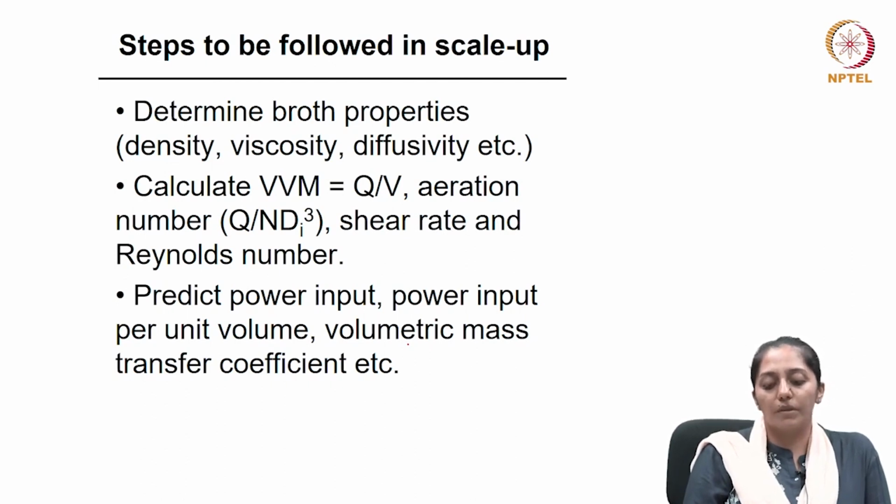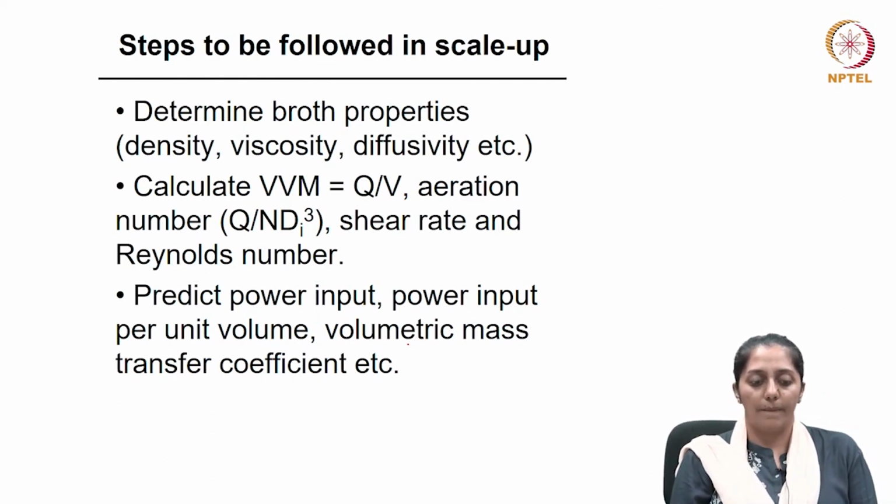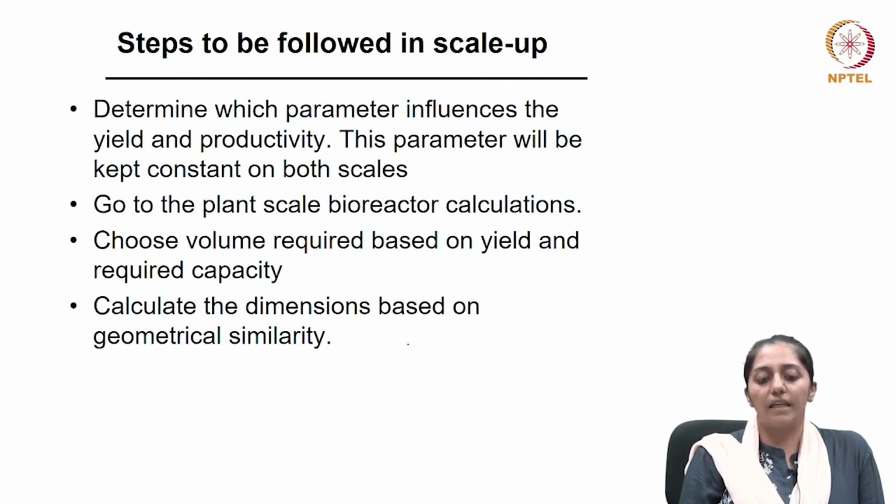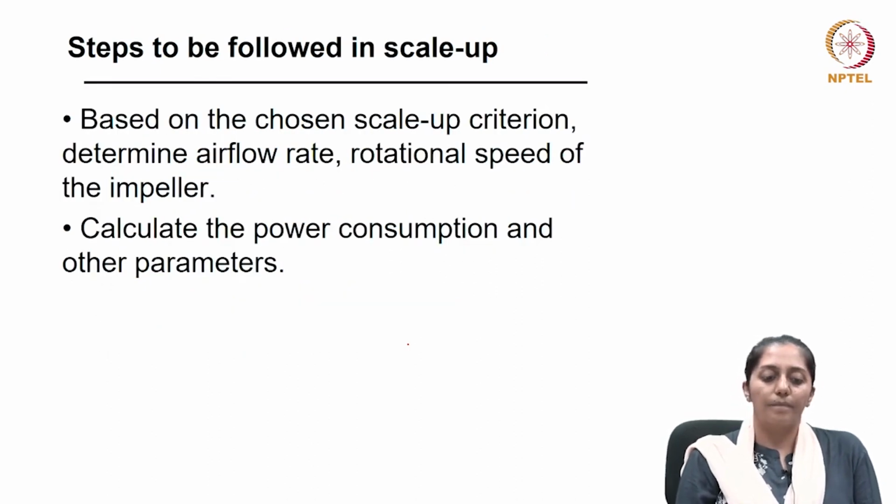Now, predict power input per unit volume and volumetric mass transfer coefficient. Now, determine which parameter influences the yield and productivity most. This parameter should then be kept constant on both scales. Now, going to the plant scale reactor calculations, choose the volume required based on the yield and required capacity. Calculate the dimensions based on geometrical similarity. Based on the chosen scale-up criteria, determine the airflow rate and the rotational speed of the impeller at the large scale or the prototype, and calculate the power consumption and other parameters.